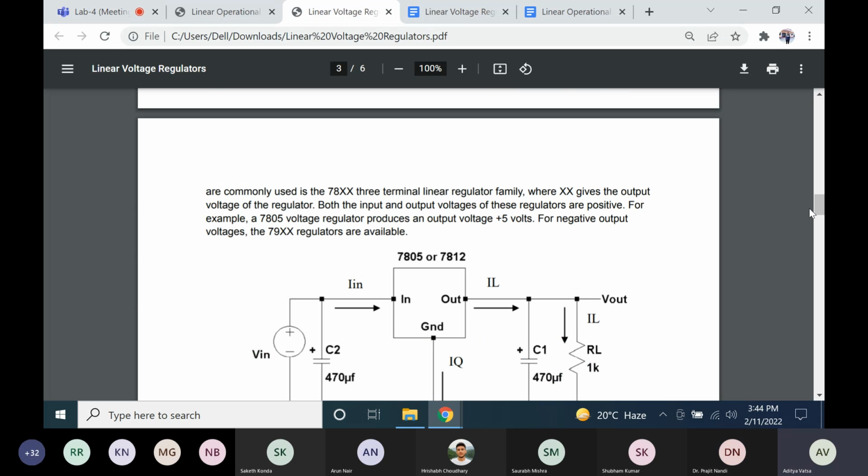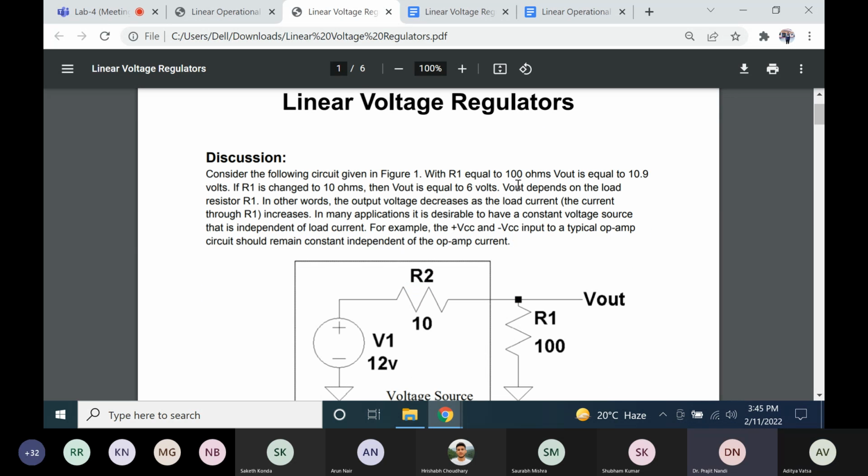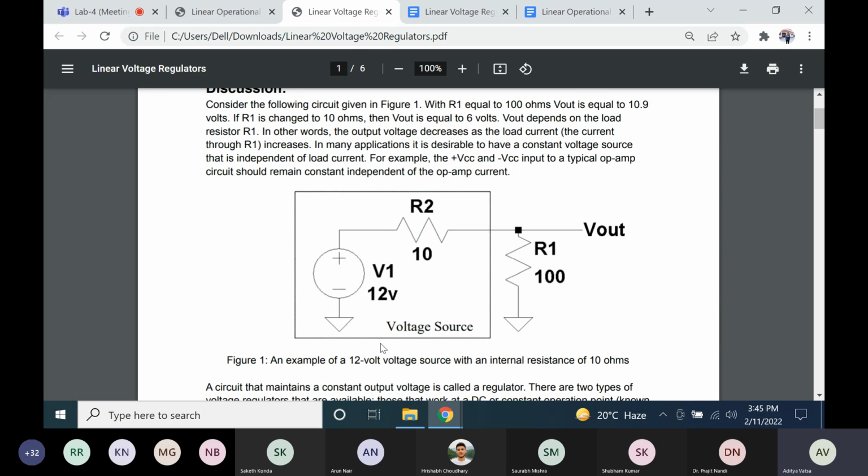Okay, so this is the second part, linear voltage regulators. Here first I will discuss this example, then I will tell what this experiment means. So here this is an input voltage of 12 volt, and this is a resistance with a voltage source R2, and here suppose we have this R1 as our load resistance. So now there is a current flowing through this circuit, and with the help of that current into R1, we will get that V out.